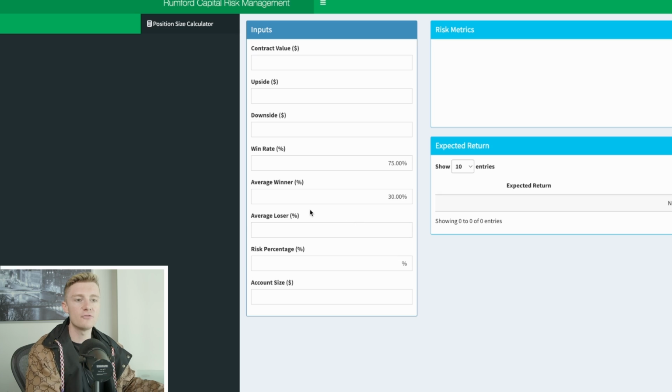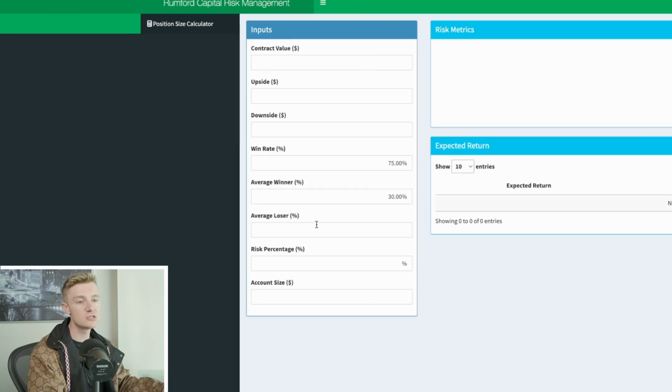Lastly, our average loser. Again, this is in percentage because we can't use our average winner or our average loser in dollars, because the problem with that is that it is affected and correlated by the actual position size. And what we're trying to get here is the position size that we should trade. So if we used a number, for example, our average winner, say it's $1,500, well, that is directly affected in the first place by your position size.